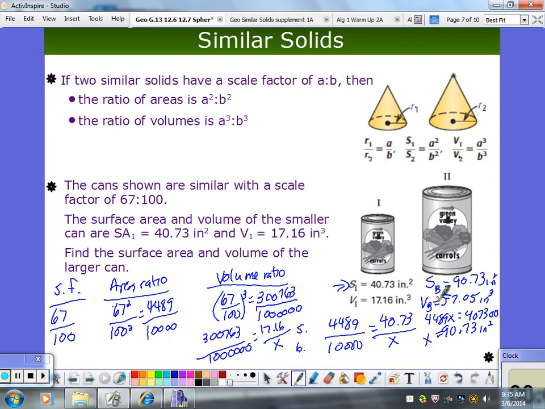Anybody have 57.05 cubic inches? Be careful with your units. These are volume, it's going to be cubic inches. Areas are going to be square inches. 57.05 cubic inches. Who got that? Okay, that's looking good. Some of us still working on it. But that's it. You basically set up the ratios and just pick the correct ratio to work with. That's all you got to do.